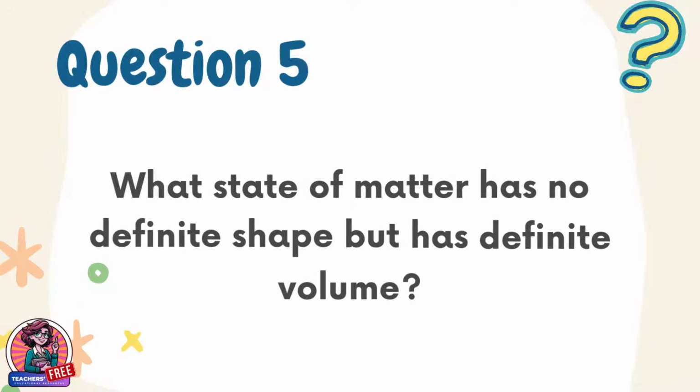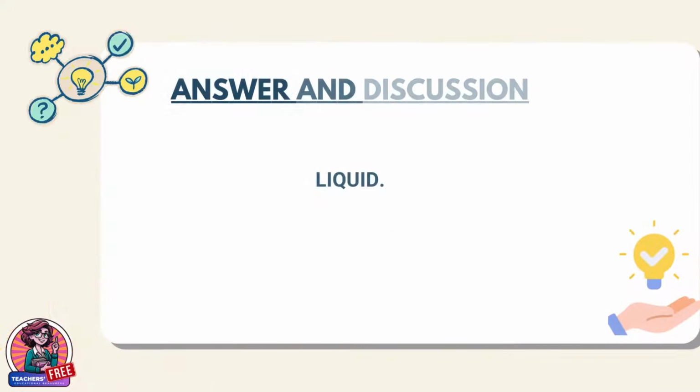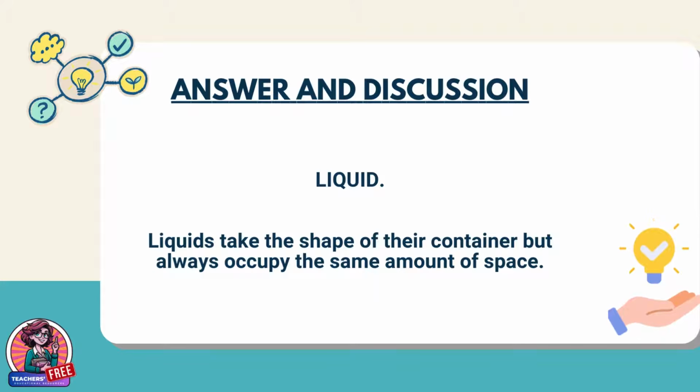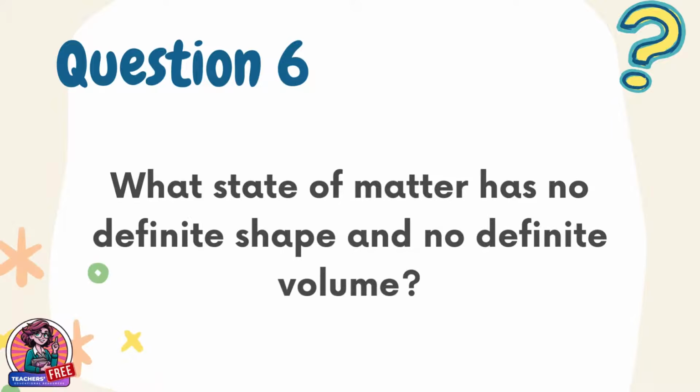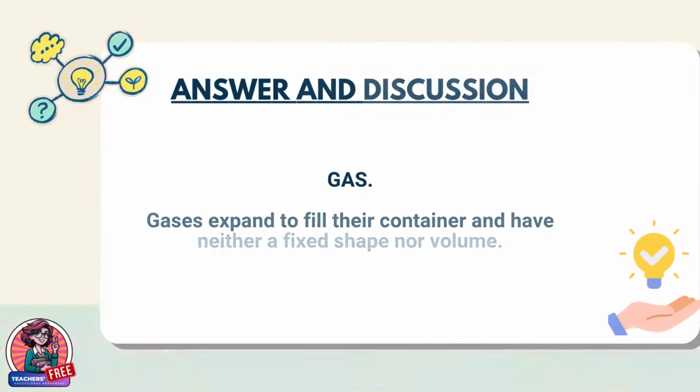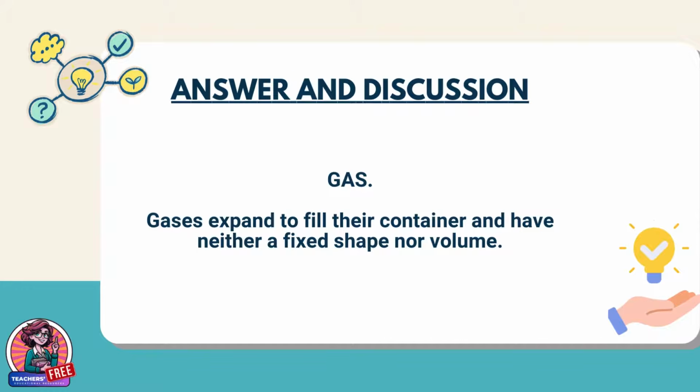Question 5. What state of matter has no definite shape but has definite volume? Answer: liquid. Liquids take the shape of their container but always occupy the same amount of space. Question 6. What state of matter has no definite shape and no definite volume? Answer: gas. Gases expand to fill their container and have neither a fixed shape nor volume.